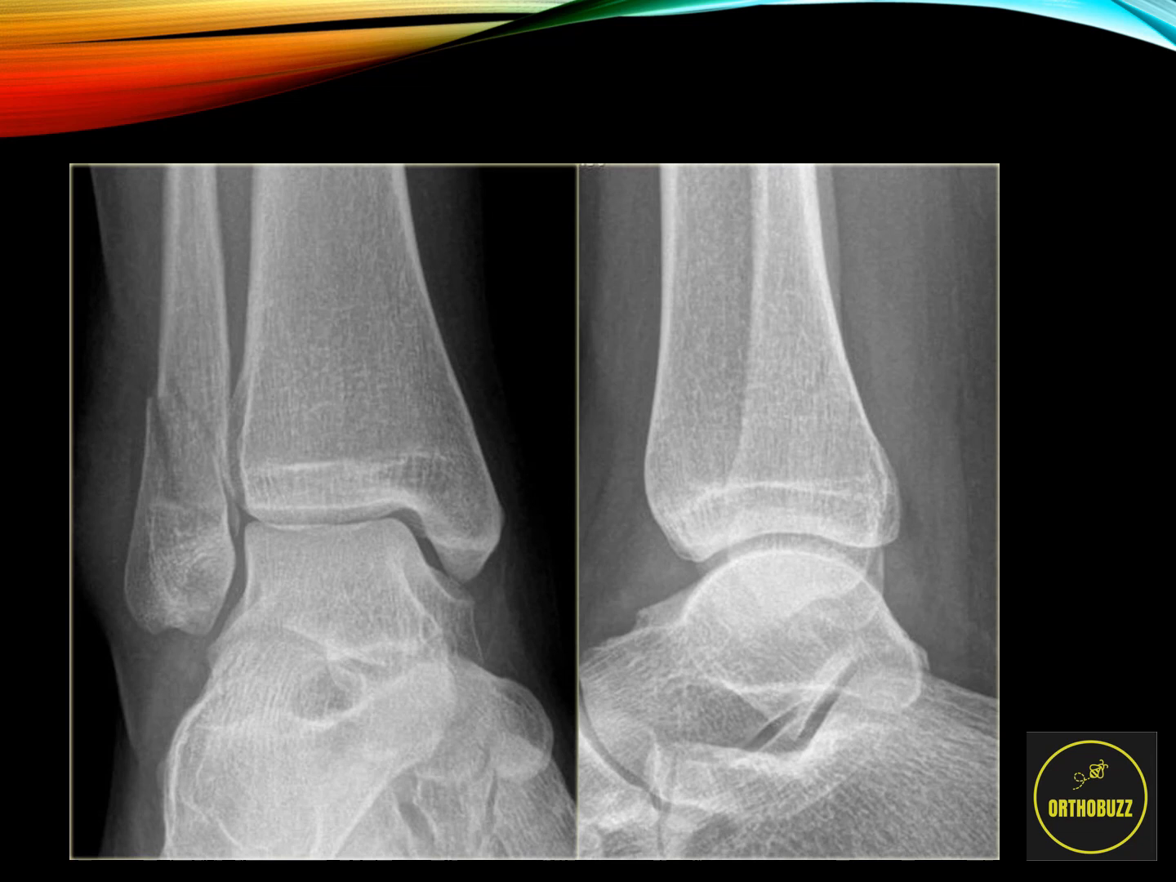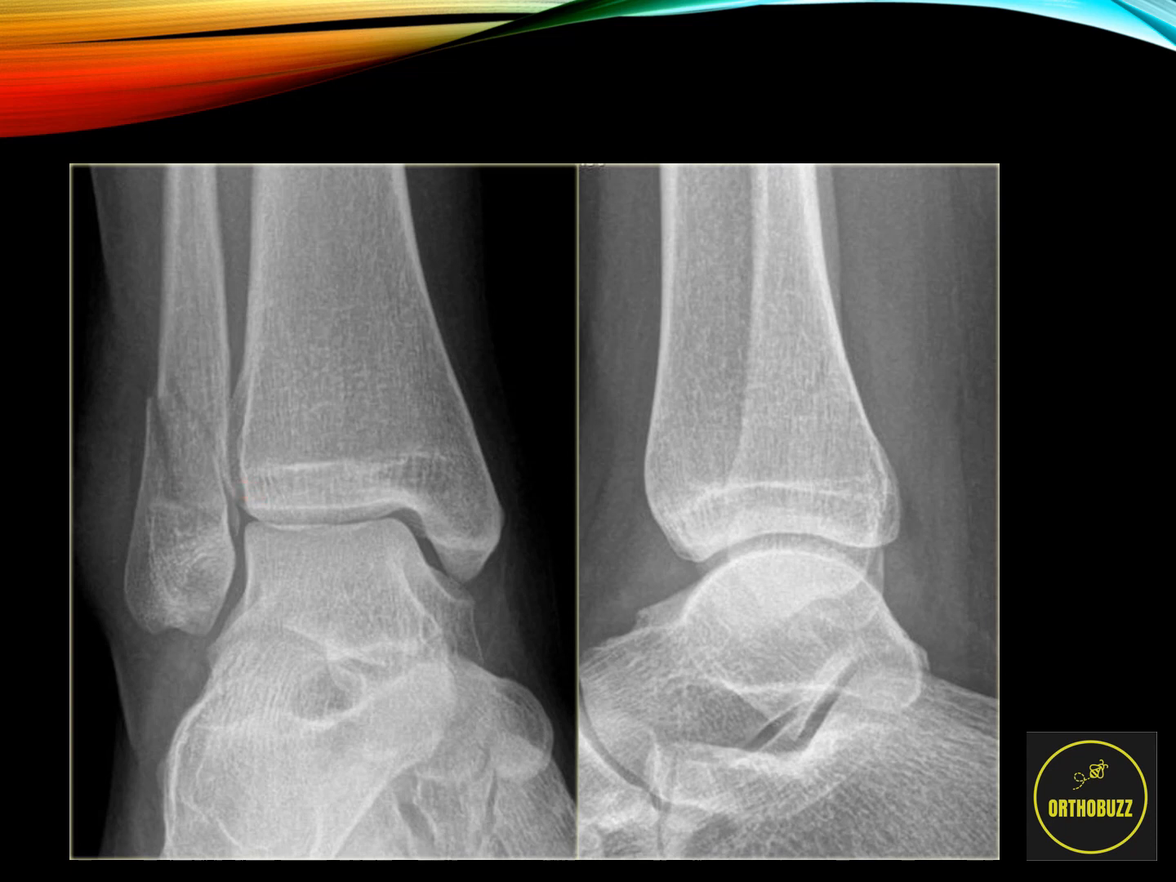Let's have a look at this x-ray now. Again, this is an AP, mortise view and lateral. As we can see, there's a fracture here which is at the level of the syndesmosis. There's 2 fracture lines. So this is a Weber B fracture, and we don't know if this is stable or not.